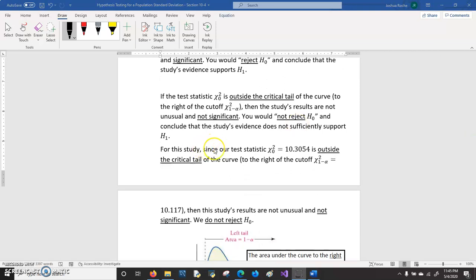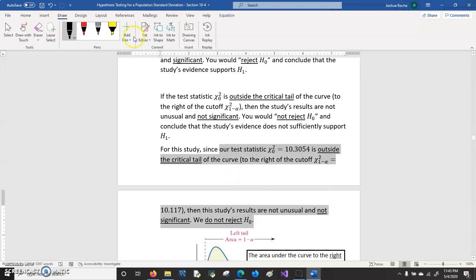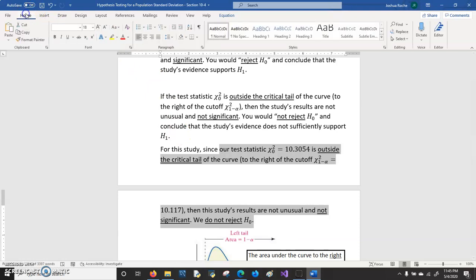So for this study, our test statistic, 10.3054, is outside the critical tail of our curve, and therefore the results of our study are not unusual, and we would say that we do not reject the null hypothesis. In the next video, we'll take a look at the other approach to testing this hypothesis.